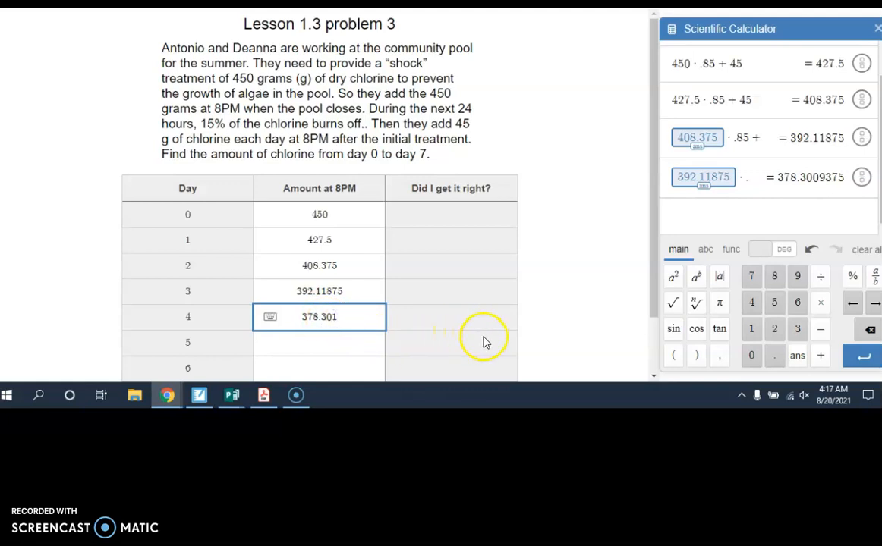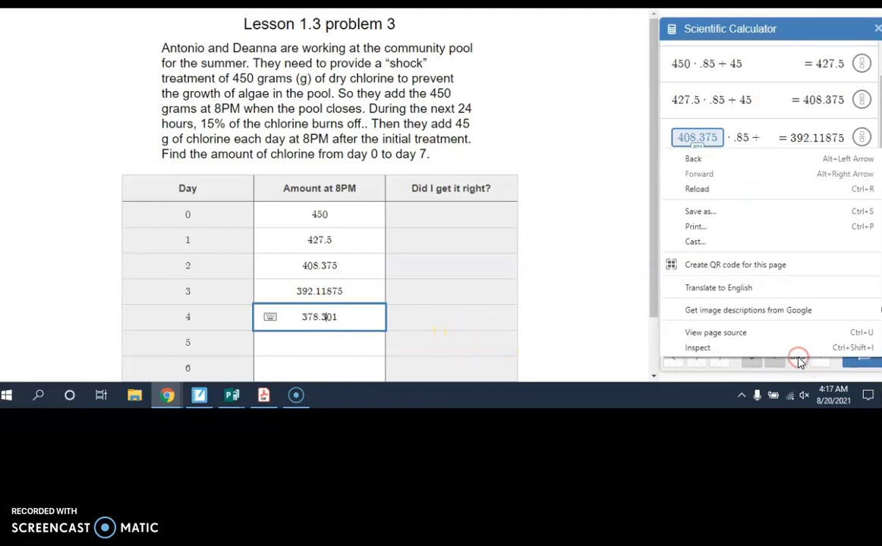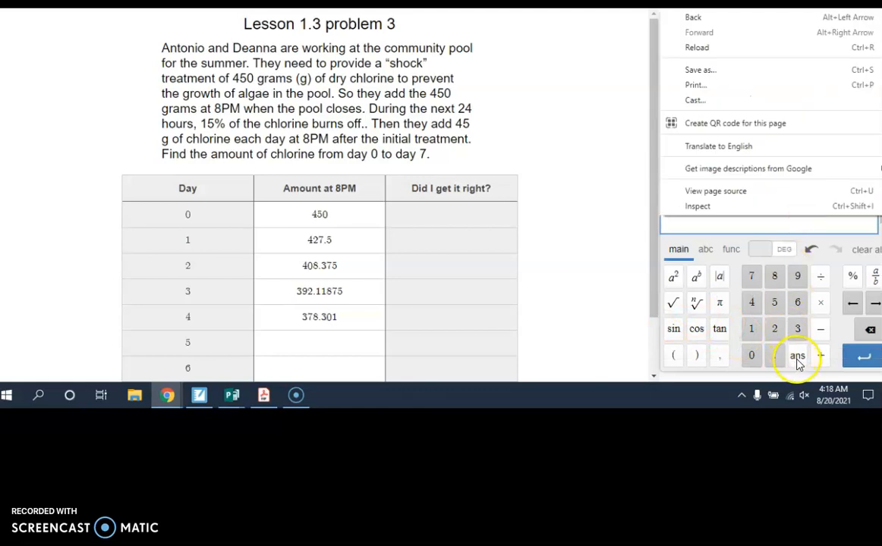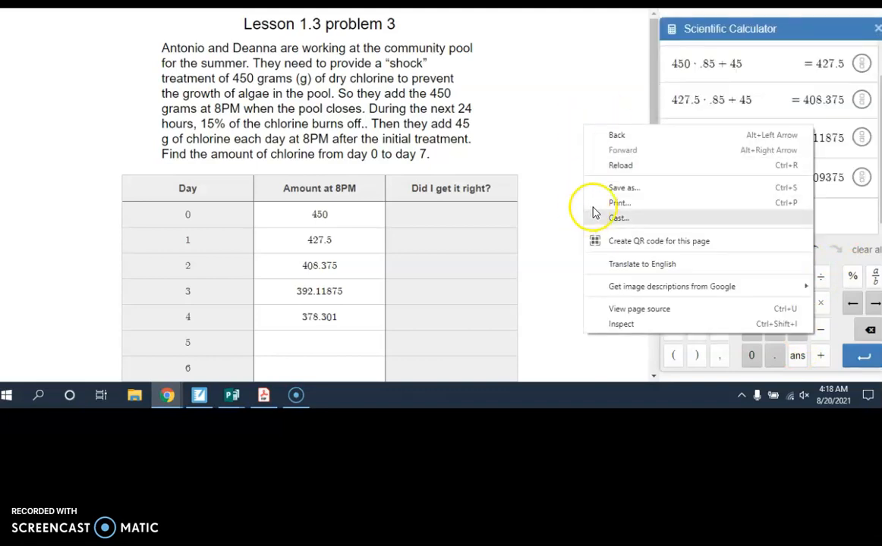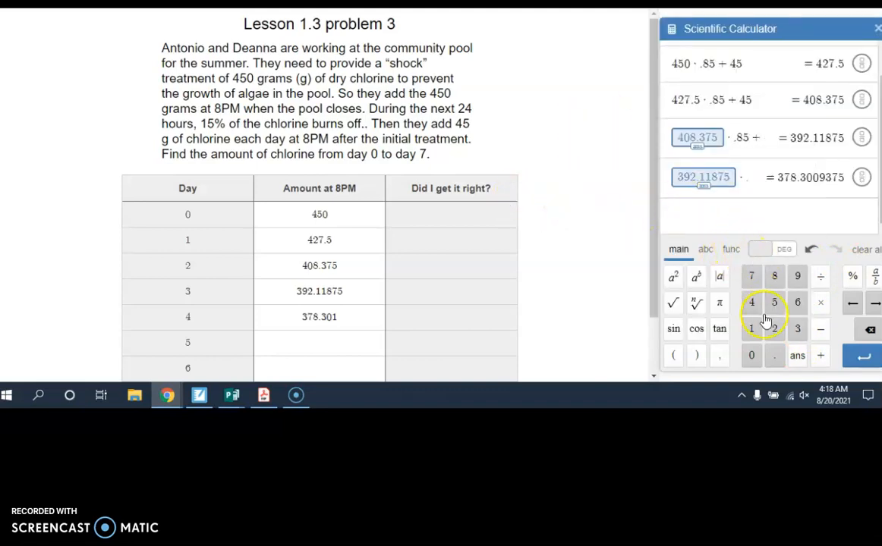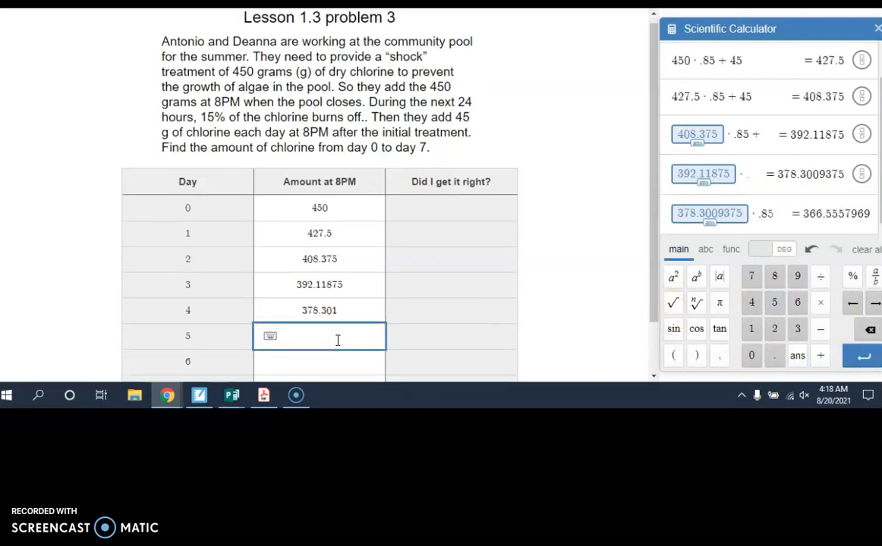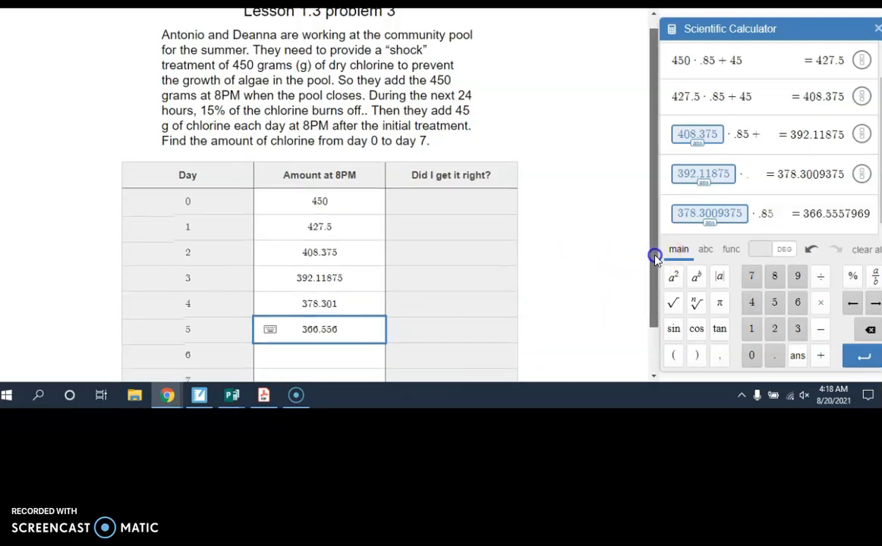Rounding to the thousandths is usually a pretty good choice. So I'll take my answer, multiply by 0.85, and then add 45. My next answer is 366.556. So I'm going to stop here in terms of answers.